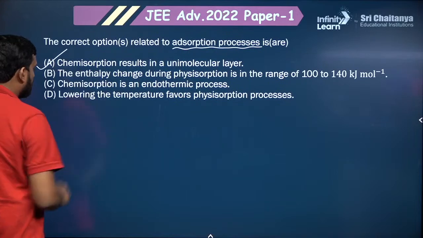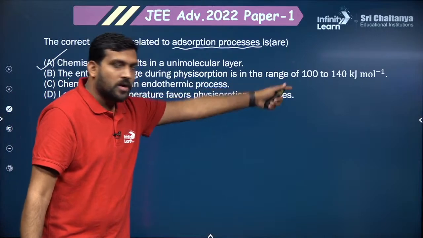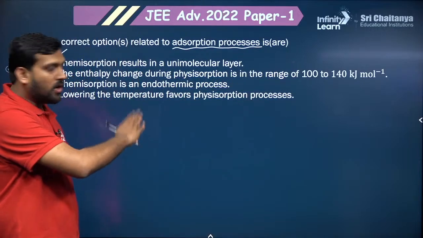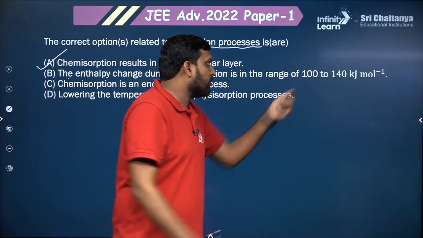Going to the next one: the enthalpy change during physisorption is in the range of 100 to 140. No, it is basically lesser than 100, in the range of 0 to 40. It's not 100 to 140. It's basically from 0 to 40.